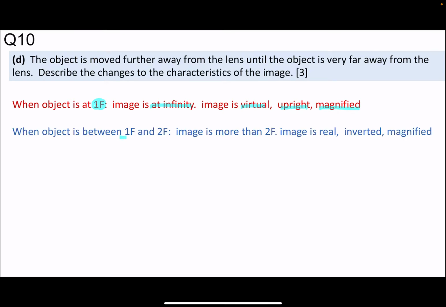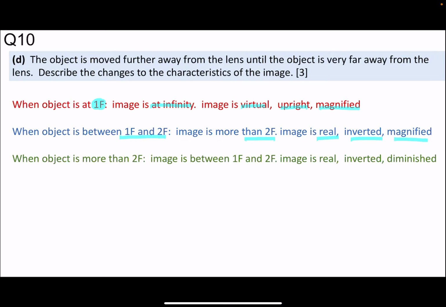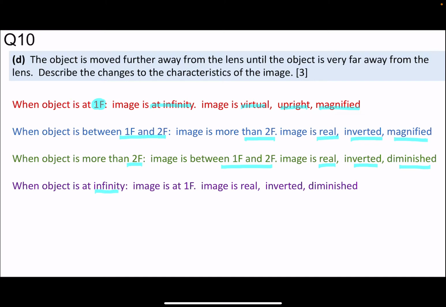When it is between 1F and 2F, the position of the image is more than 2F. Image is real, inverted, magnified. When the object is more than 2F, the image is between 1F and 2F. Image is real, inverted, diminished. When the object is at infinity, the image will be exactly at 1F. It will be real, inverted, diminished.